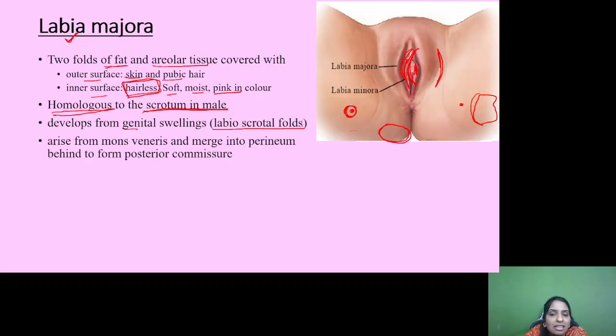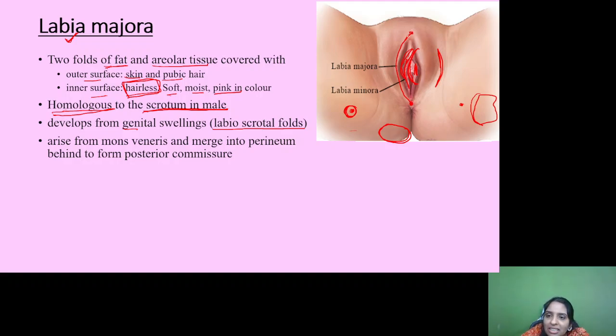And the next thing is, from where does the labia majora arise? See, in this image, where is the starting point of labia? This is the starting point of the labia. Now you can say it. From where does the labia majora start? It develops from the mons pubis. And where does it end? It ends into the perineum.